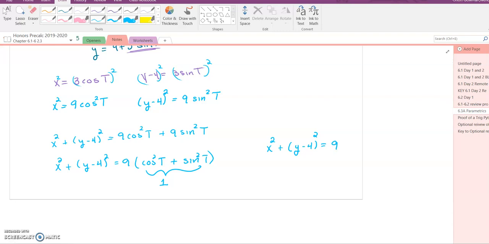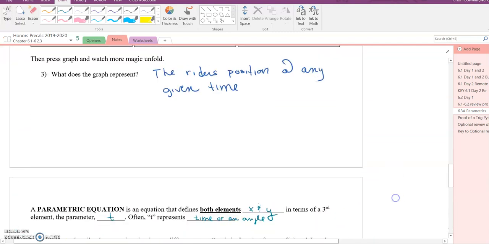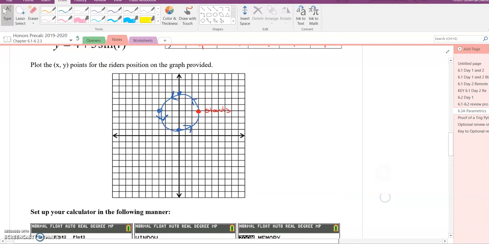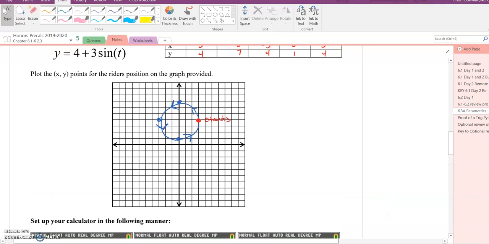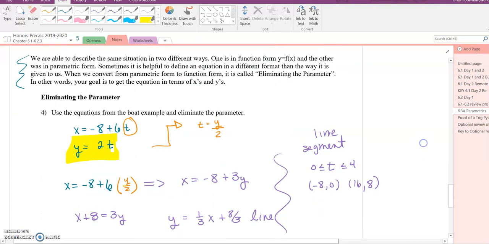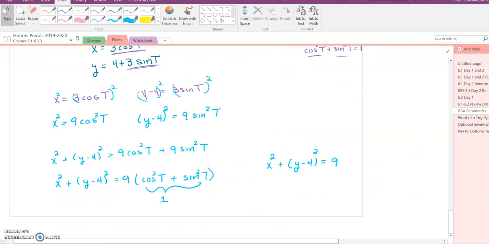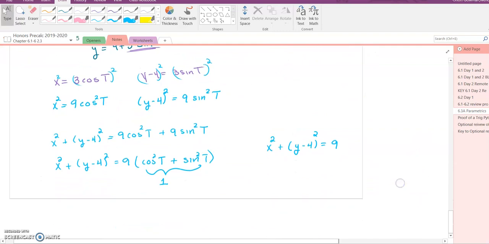If we go back to that parametric equation we graphed in the first video, we can confirm that that is what we have. We have a circle with a center at 0, 0. I'm sorry, at 0, 4. And we have a radius of 3. So that concludes the lesson for 6.3 day 1.